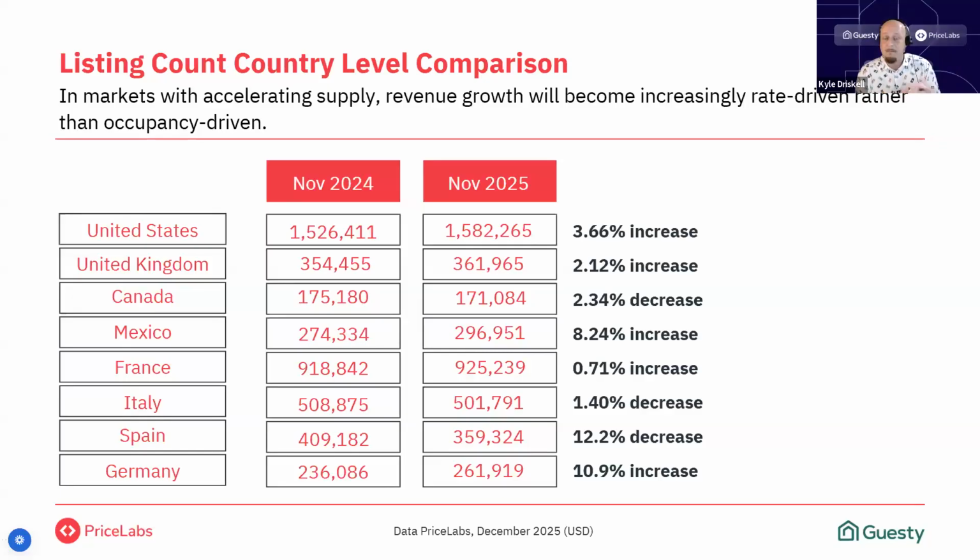We can see Spain, there's a massive decrease in the total available listings. A lot of that has to do with regulations. It's good to know this type of information, though, and all of this is available for you inside of these dynamic pricing tools.